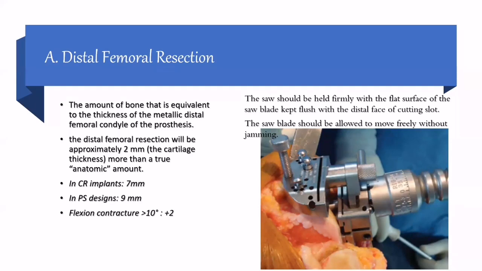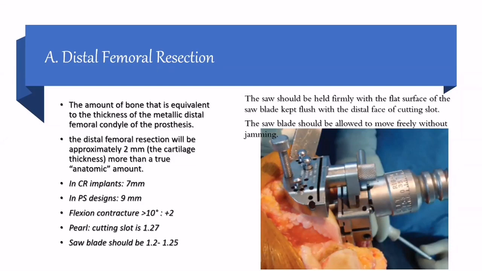In flexion contracture, remember that you may not go all the way to zero. We want to bring it to the zero point, so we will make a 9 millimeter cut. In flexion contracture, when you need more extension, you need to do an excessive cut of the distal femur, so you add 2 millimeters. The slot for the saw is standard, 1.27 millimeters, so the saw should be 1.2 or 1.25.